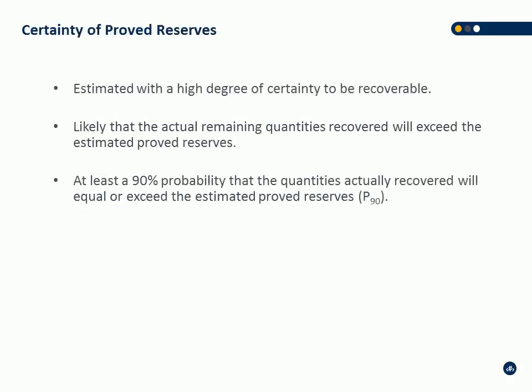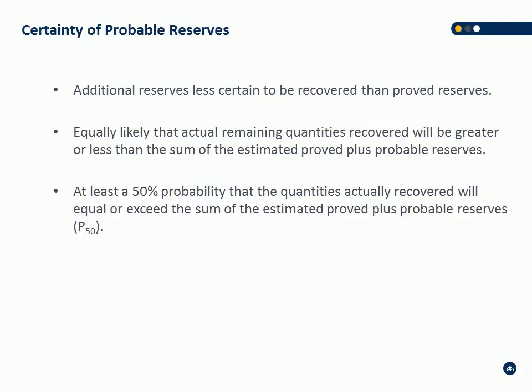In terms of the certainty, proved reserves is a high degree of certainty. That's the deterministic definition of proved reserves. It's likely that the actual remaining quantities to be recovered will exceed the proved reserves. So nine times out of 10, you're going to get more than your proved reserve estimate out of a well. If you have a probabilistic estimate, it's your P90.